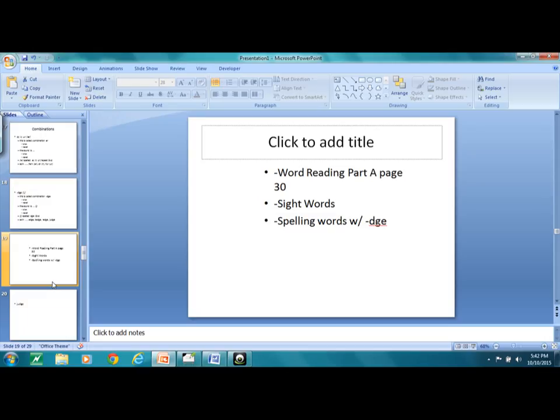J, j, fudge. Br, j, br, j, bridge. Gr, j, gr, j, grudge. Now put your finger back on the first word for part A. We're going to move one at a time. We're going to read those words.